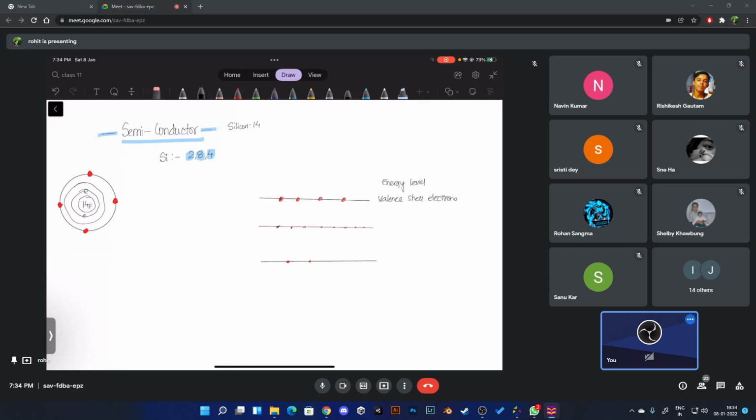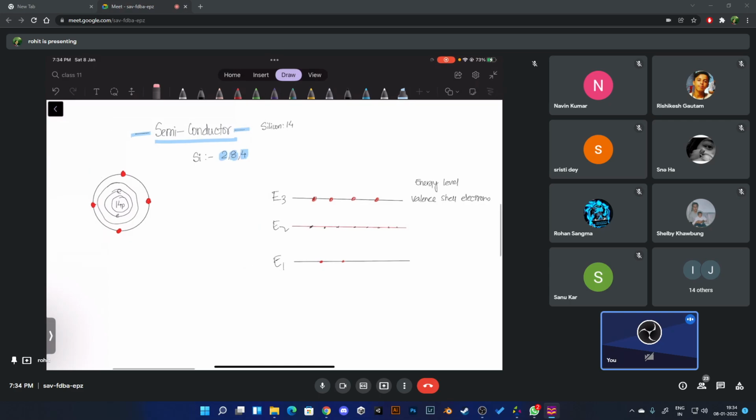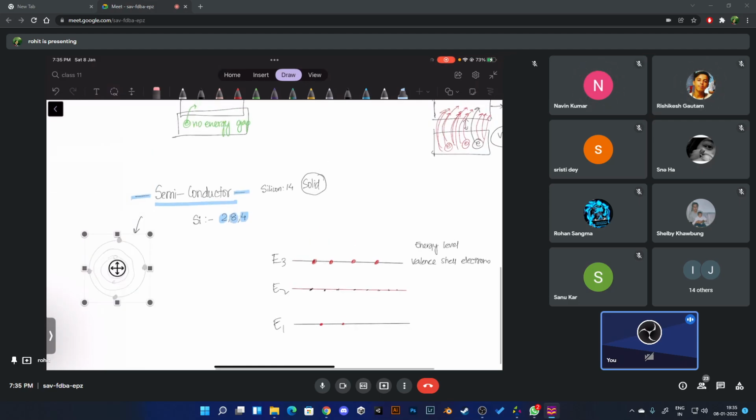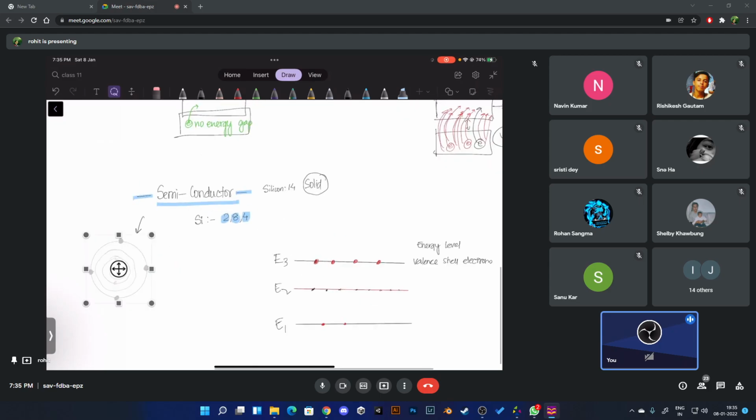Think and tell me. Do you agree that this is E3? This is E2, and this is E1. E3 is the highest energy level for these valence electrons. But if I take a silicon crystal, or a silicon solid, will I get only one atom, or many such atoms? Many such atoms, because when you take a solid, you'll get many of them. So I'm going to draw another one.